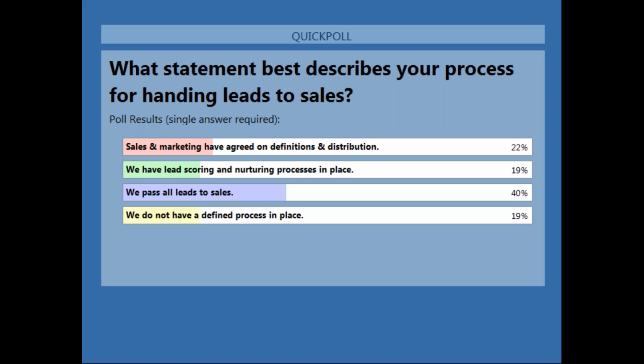And the 19% of you who don't have a defined process in place, don't feel bad about that, because it just means that you have some work to do there. We see this a lot, especially in engineering companies that may be run by a lot of technical people who rose through the ranks in engineering and may not have the same definitions as marketing. It's not an uncommon occurrence, but it is one you can work towards the goal of getting those agreed upon definitions, distributions and processes in place. So thank you very much for that.